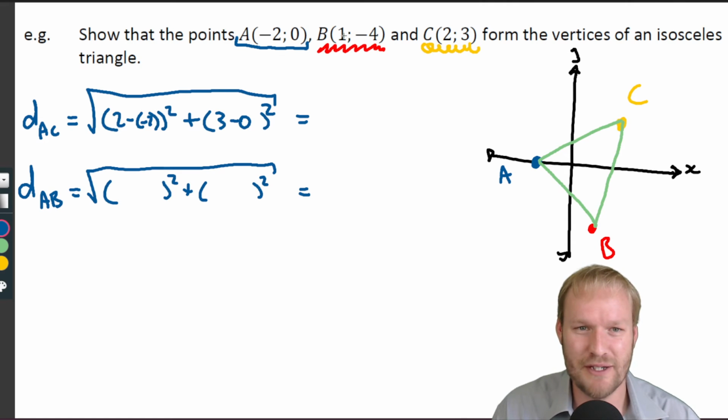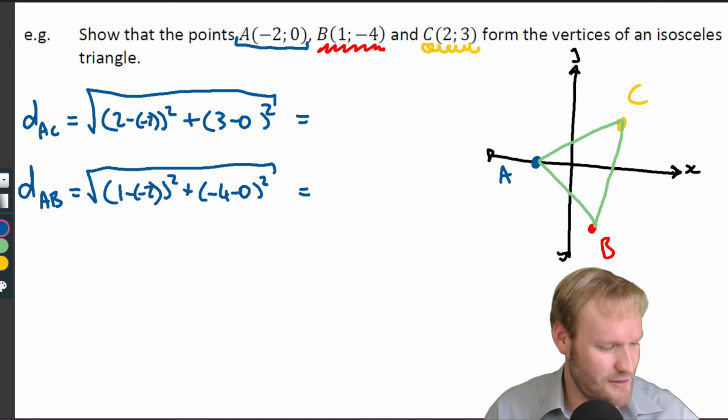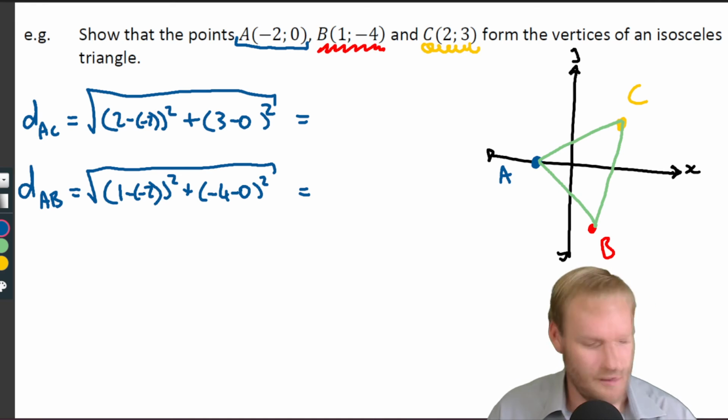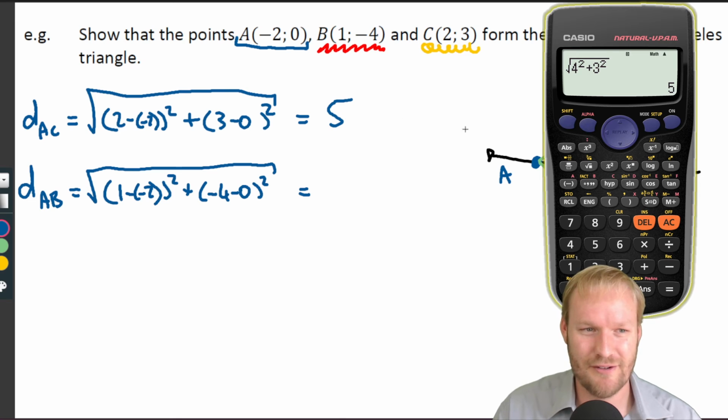That one's going to be AB, so 1 minus -2, and -4 minus 0. And it's good to show this step. We're just showing that we're subbing in. And let's get the calculator back out. And hello, calculator. And go the square root of 2 minus -2 squared, I think that's 4, plus 3 squared. Well, I can actually see where that's going. Hopefully you can see what the answer is going to be here. That's going to be our beloved 5.